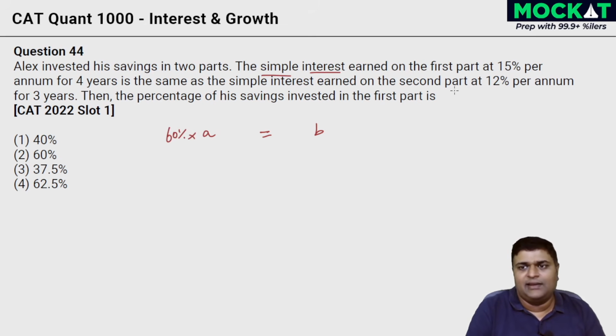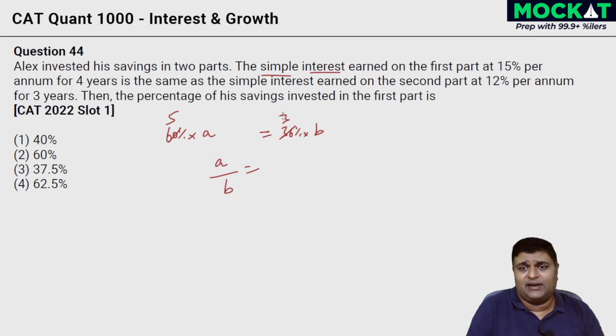Don't need to do P, N, R by 100 and all of that. Just think about it logically. 15% each year in 4 years, it's 60%, right? 4 into 15. 12% over here for 3 years. Each year is 12%. 3 times you add up 12%, you're getting 36%, right? 36% of B. Now, what is A by B going to be over here? Let me write that clearly. It's going to be 36 by 60, right? 36 by 60, if you divide by 12, you're going to get 5 and 3.